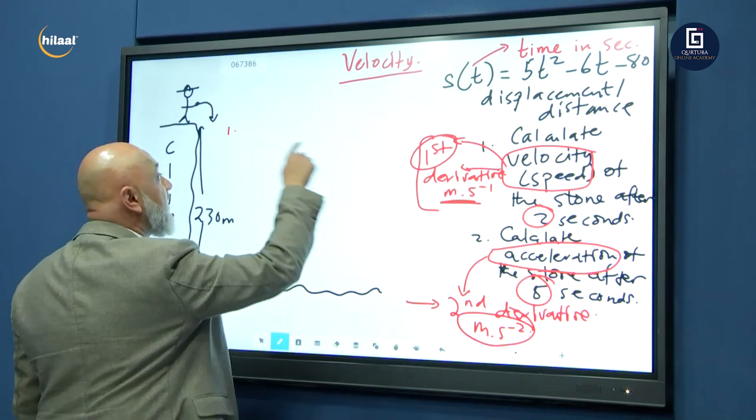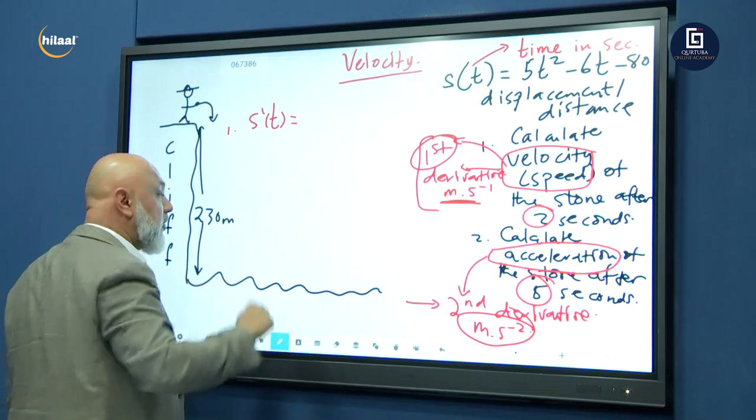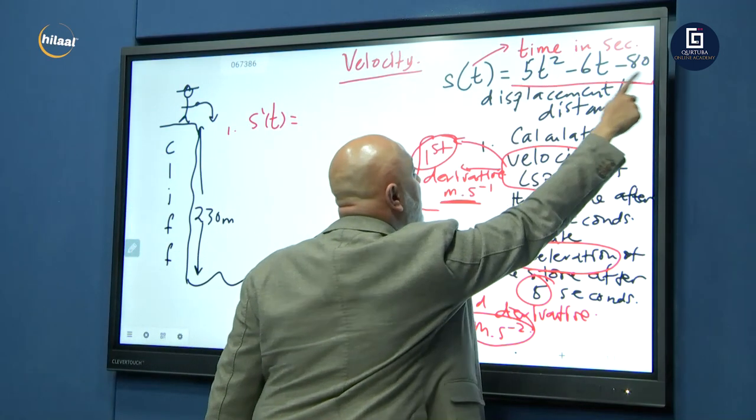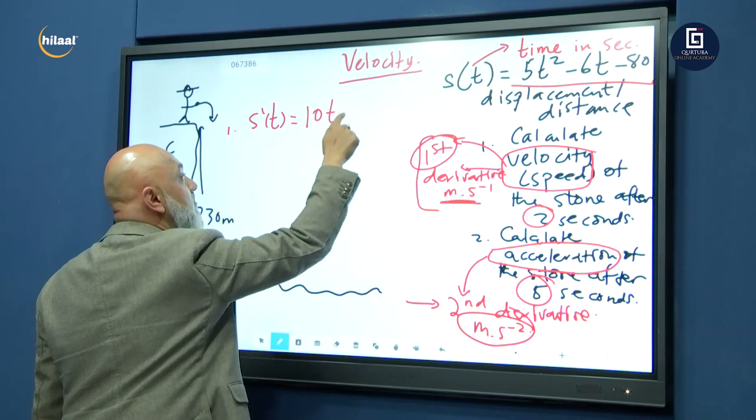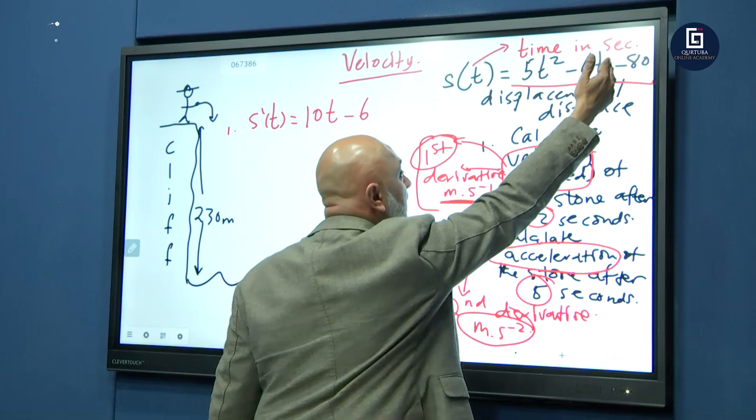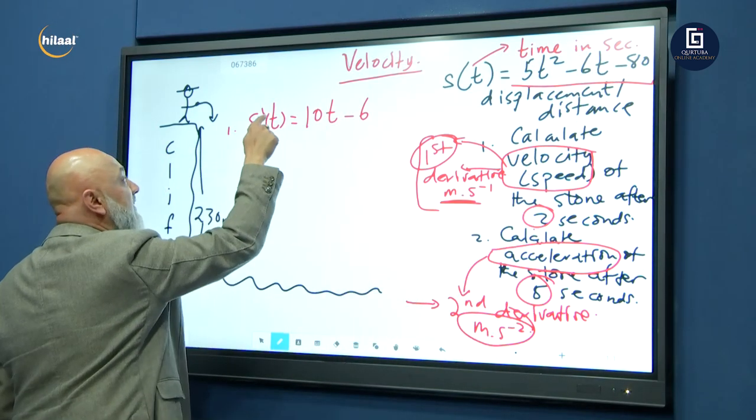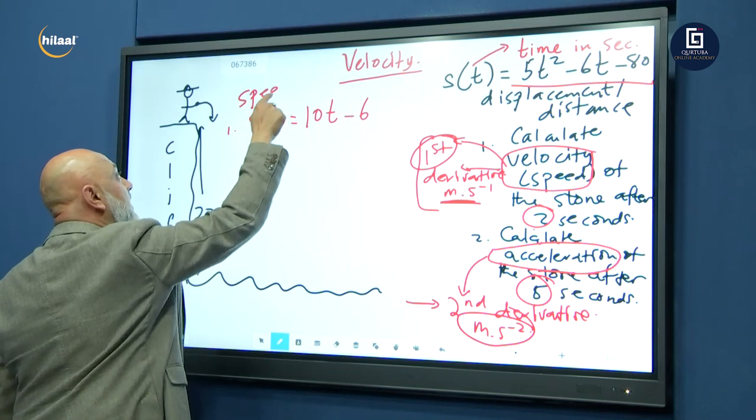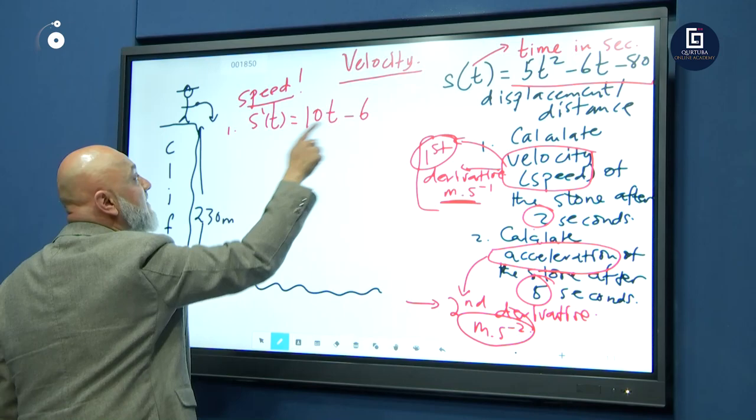So now the first derivative. You're going to say S dash t is equal to, we're now going to find the first derivative of that. So 2 times 5 is 10t, minus 1 times 6 is 6. The t will fall away, the 80 will fall away. And now after 2 seconds, this is the speed or velocity. S dash t is 10t minus 6.